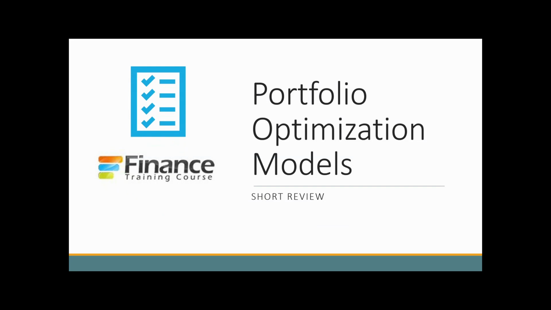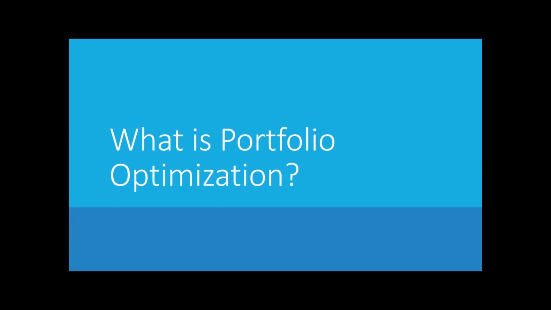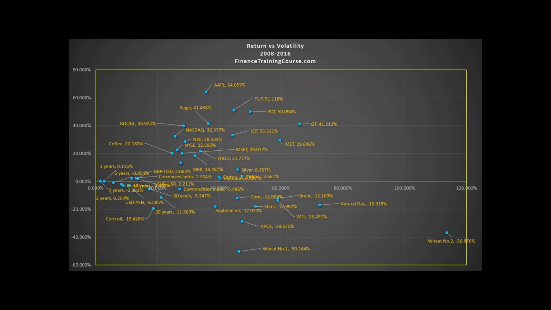This is a short review session on portfolio optimization models. Imagine a universe of securities, like the graph in front of you. You have some names, some numbers about risk and return. But how do you make sense of this data? How do you put it to work? How do you decode it?